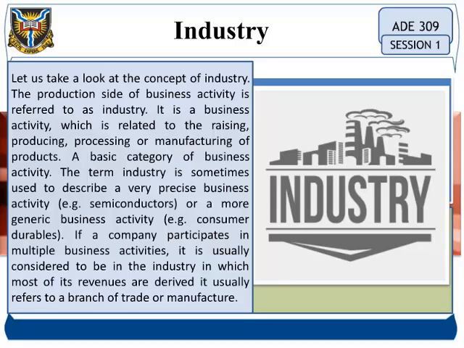The term industry is sometimes used to describe a very precise business activity, e.g., semiconductors, or a more generic business activity, e.g., consumer durables. If a company participates in multiple business activities, it is usually considered to be in the industry in which most of its revenues are derived. It usually refers to a branch of trade or manufacture.